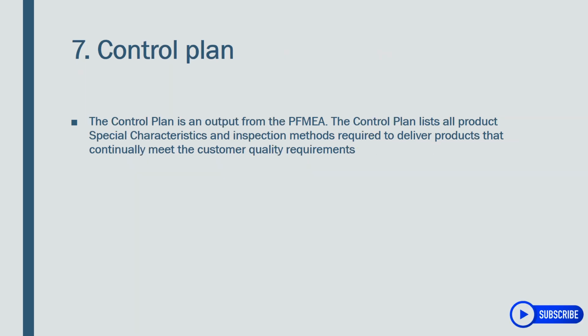The seventh element is control plan, CP. The control plan is an output from the PFMEA. So whatever we described in the process failure modes and effects analysis, the output of PFMEA is the control plan. The control plan lists all products, special characteristics and the inspection methods required to deliver the product continually and meet the customer quality requirements. On our channel, I have given a separate control plan video. In the description box, you can see the YouTube video link. You can also refer to that video for more details on the control plan.